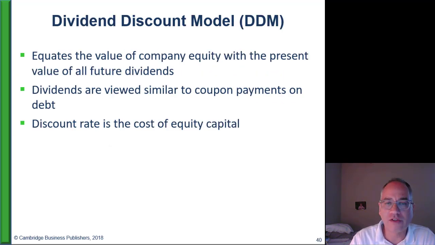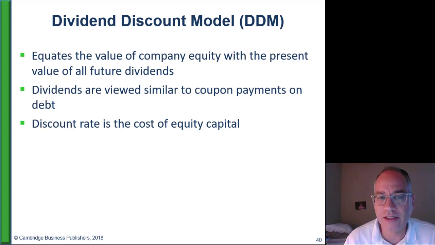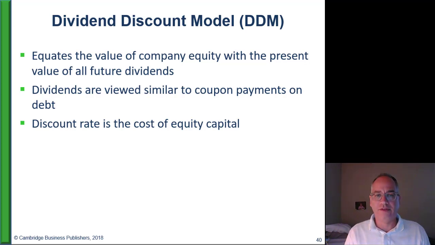And this brings us to the dividend discount model, which is a huge step. What we're going to do is, by estimating the future dividends and the future value of the stock, we can take the present value of all of that and determine what the value of the stock should be. Because the value of the stock is really the present value of all future dividends.